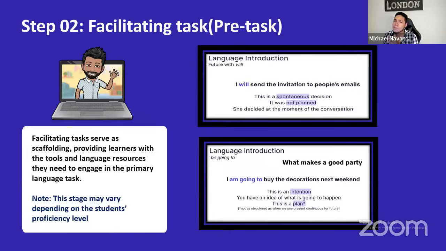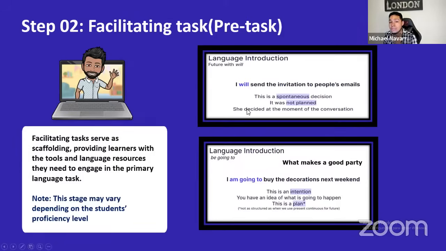Now, the facilitating task allows students to be even more prepared for the task. And I want to say something important. I know most of you are teaching beginners. So a facilitating task would be advisable to include, right? Because if you're dealing with beginners, your students might need more help. However, if you are teaching advanced students or intermediate students, a facilitating task might not be necessary. So this depends on the student's proficiency level.